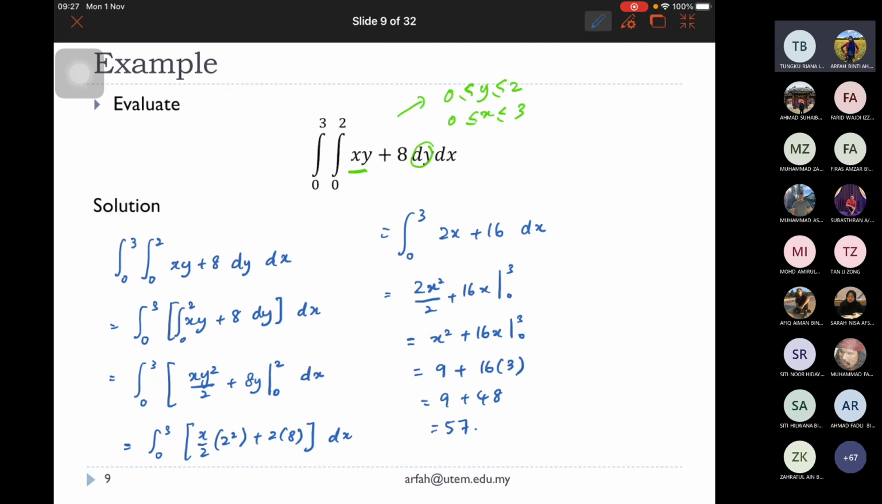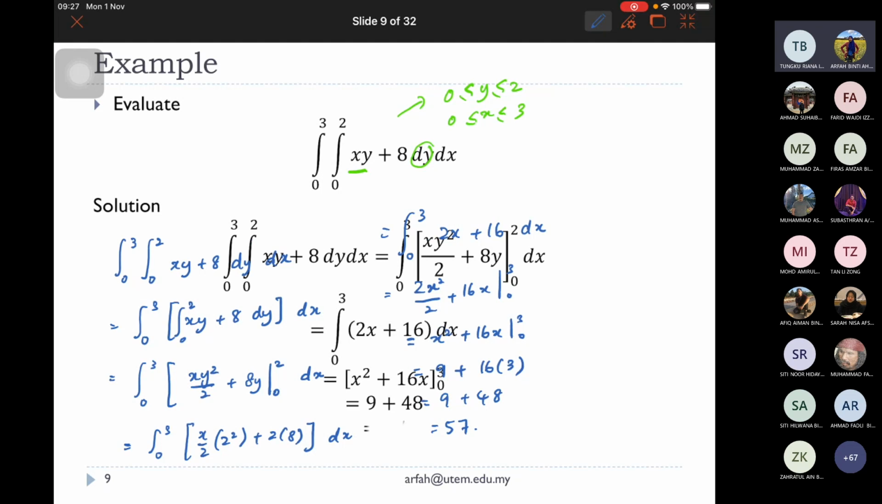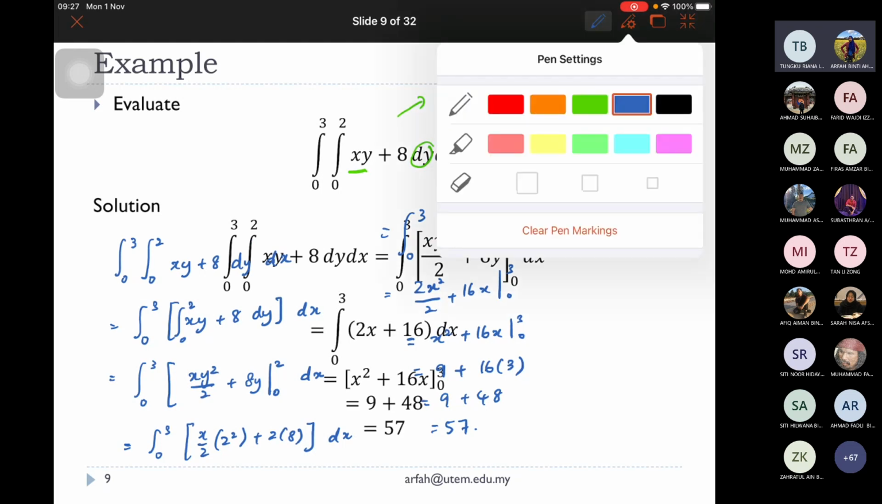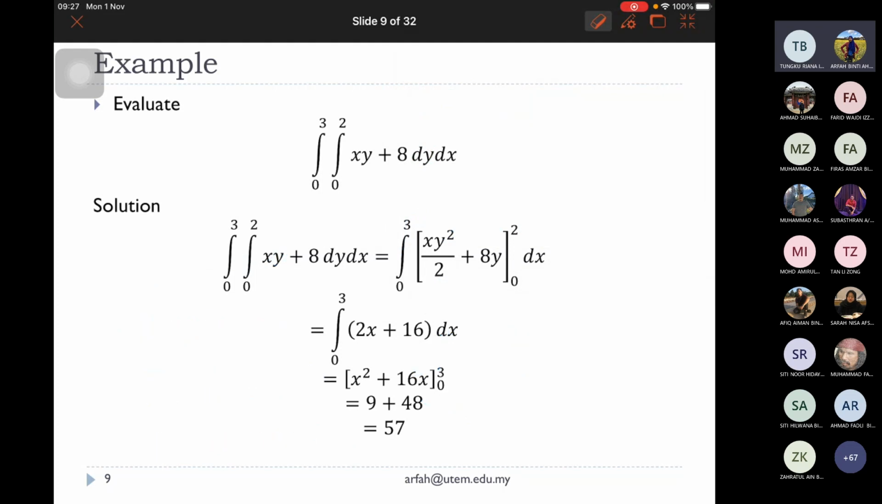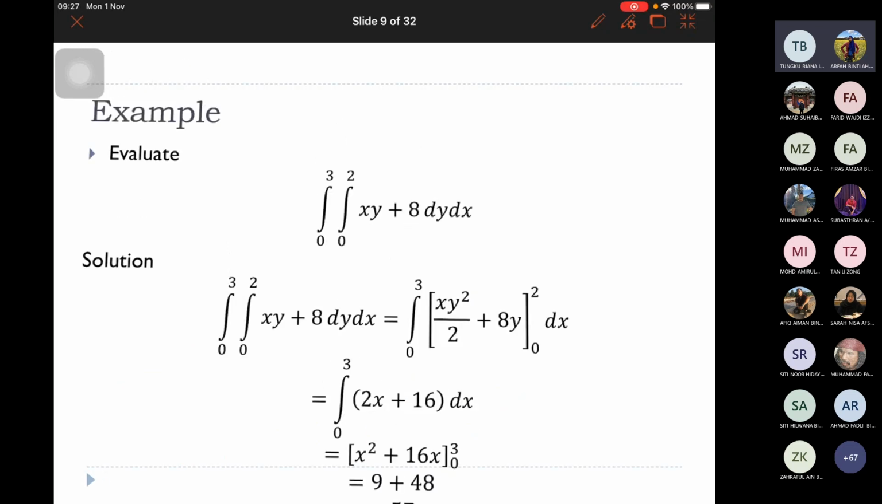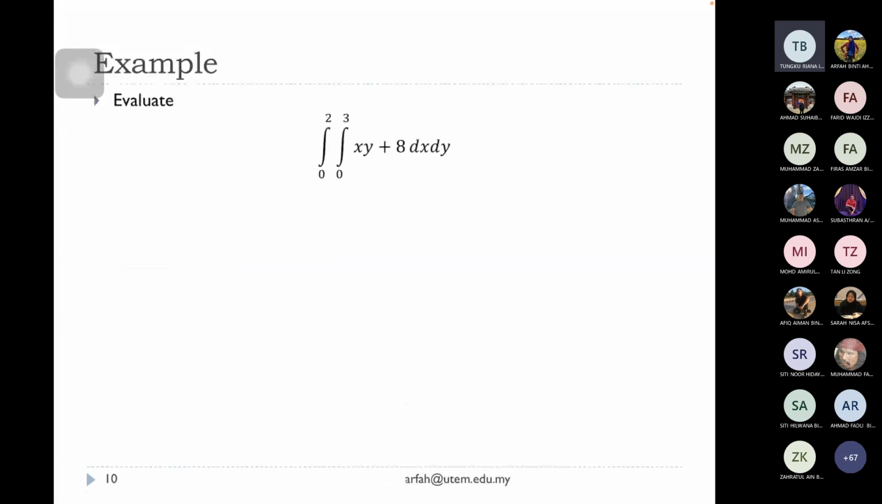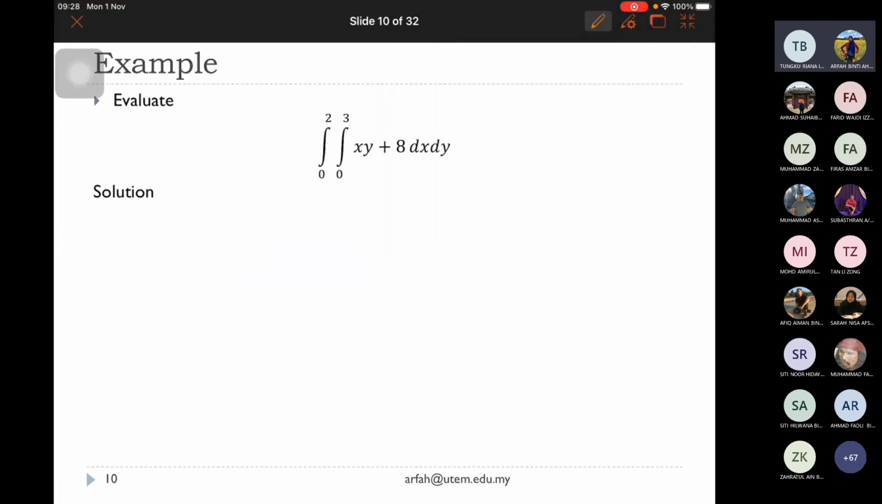Okay, if you are done, let's say saya nak ubah the integration to become dx dy. Okay. Let's say saya nak ubah so that it will become dx dy apart from dy dx. Okay, so saya ubah soalan tadi, but this time you are going to have a dx dy. So integration of 0 until 2, 0 until 3, xy tambah 8 dx dy.